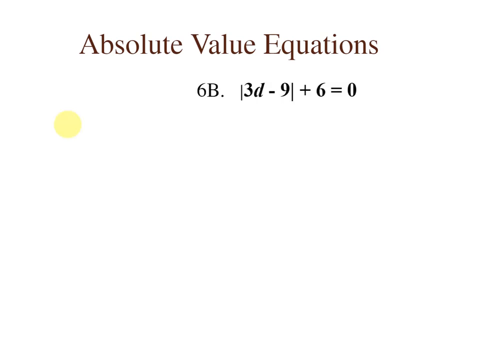So let's take a look at this one. Once again, the absolute value is not by itself. So what we're going to do is subtract 6 on both sides to get the absolute value by itself. And when we do that, it's going to say the absolute value of 3d minus 9 is equal to negative 6. Now, the absolute value is by itself, and then we ask ourselves, is this equal to a negative number? And it is. And is absolute value ever going to equal a negative number? No. And I can stop right now, and I can write down that there is no solution.